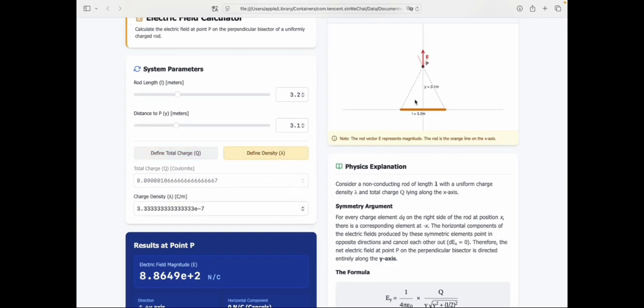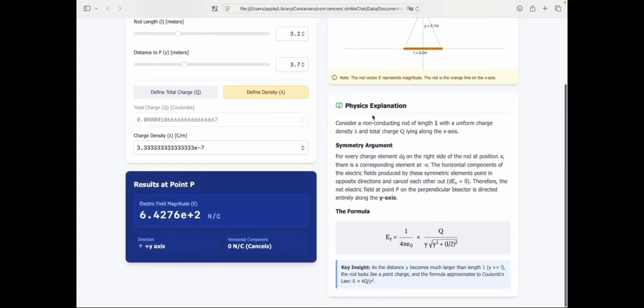On the right, we choose a visual diagram. The orange line is the rod, and the right arrow shows the electric field at point P. The diagram updates when input charge changes.